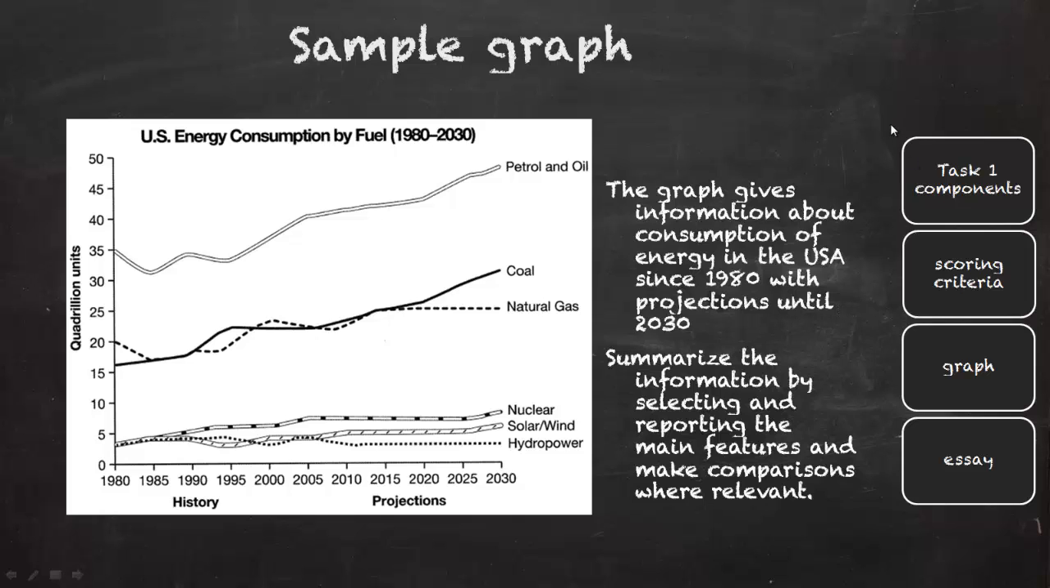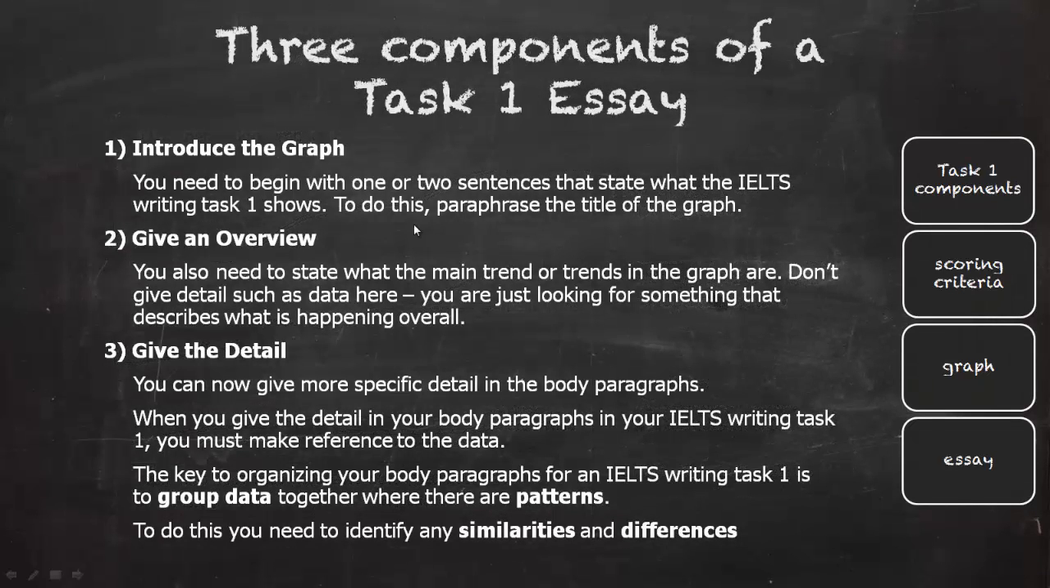Okay, so going back to the task 1 components, the second part now is to give an overview. Many IELTS test takers ignore this. You need to have an overview. So what is an overview? It says here you also need to state what the main trend or trends in the graph are. Don't give details such as data here. You're just looking for something that describes what is happening overall. So the overview is sort of like what I like to call the big picture. What is going on here? Is there like a major trend?